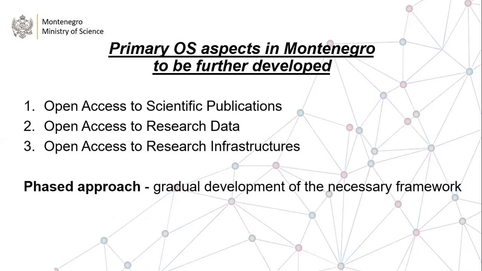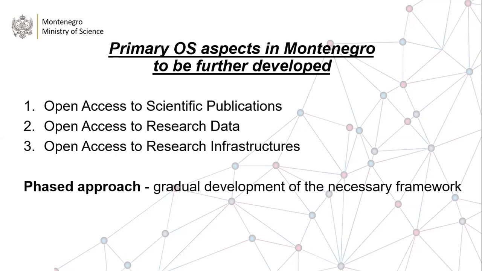So analyzing this situation has led us to define the primary aspects of open science that are to be further developed in Montenegro. These include open access to scientific publications, open access to research data, as these two are the inevitable part of the research process. But in addition to that, also open access to research infrastructures, having in mind the importance of availability of research infrastructures for the overall research process.